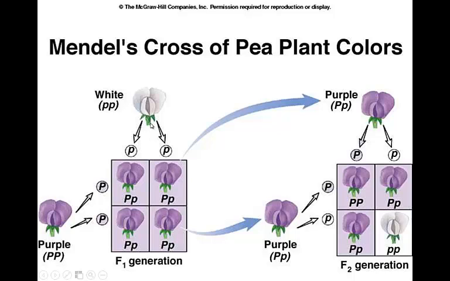This plant has a choice of a lowercase p or a lowercase p. That's really not much of a choice. So you have to line those up here. The only possible thing that it can give to its offspring is this lowercase p.